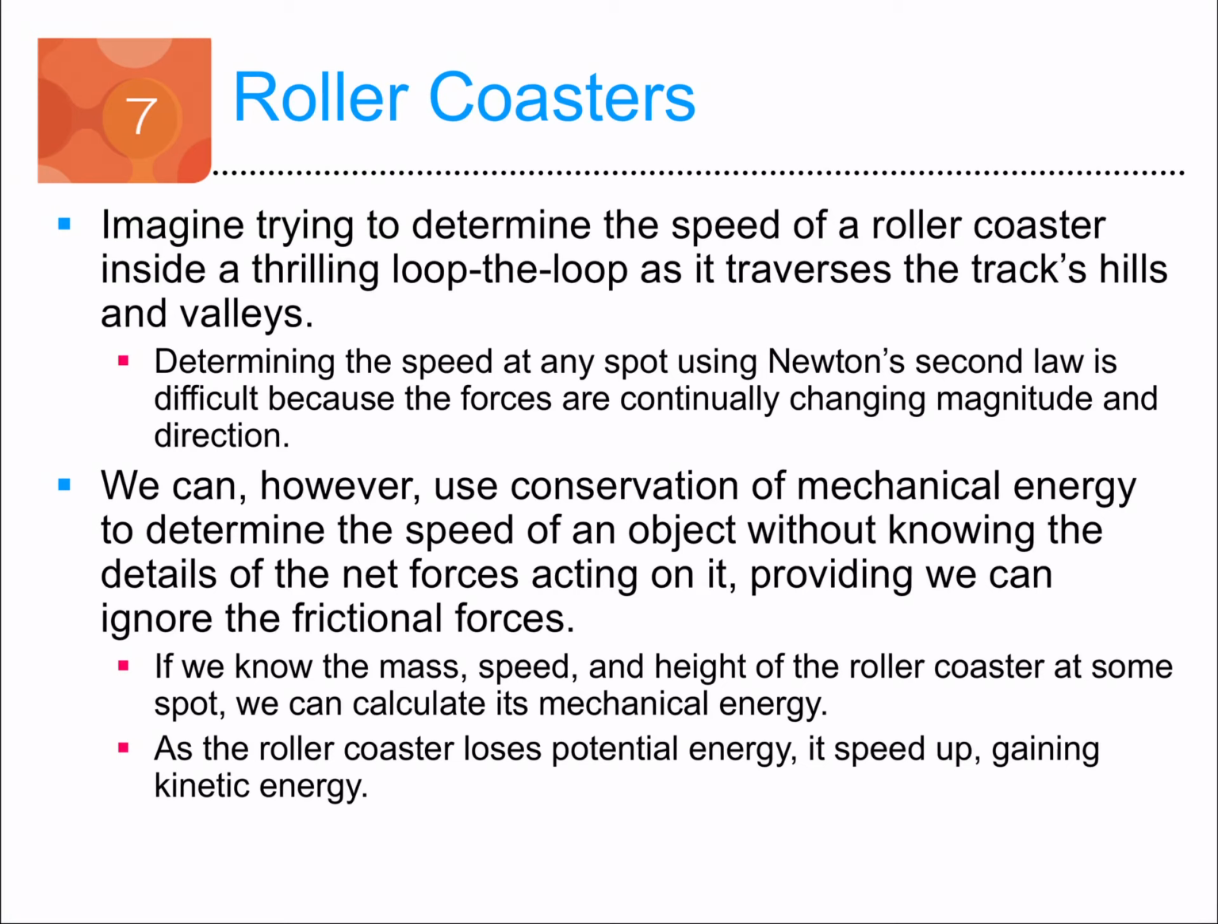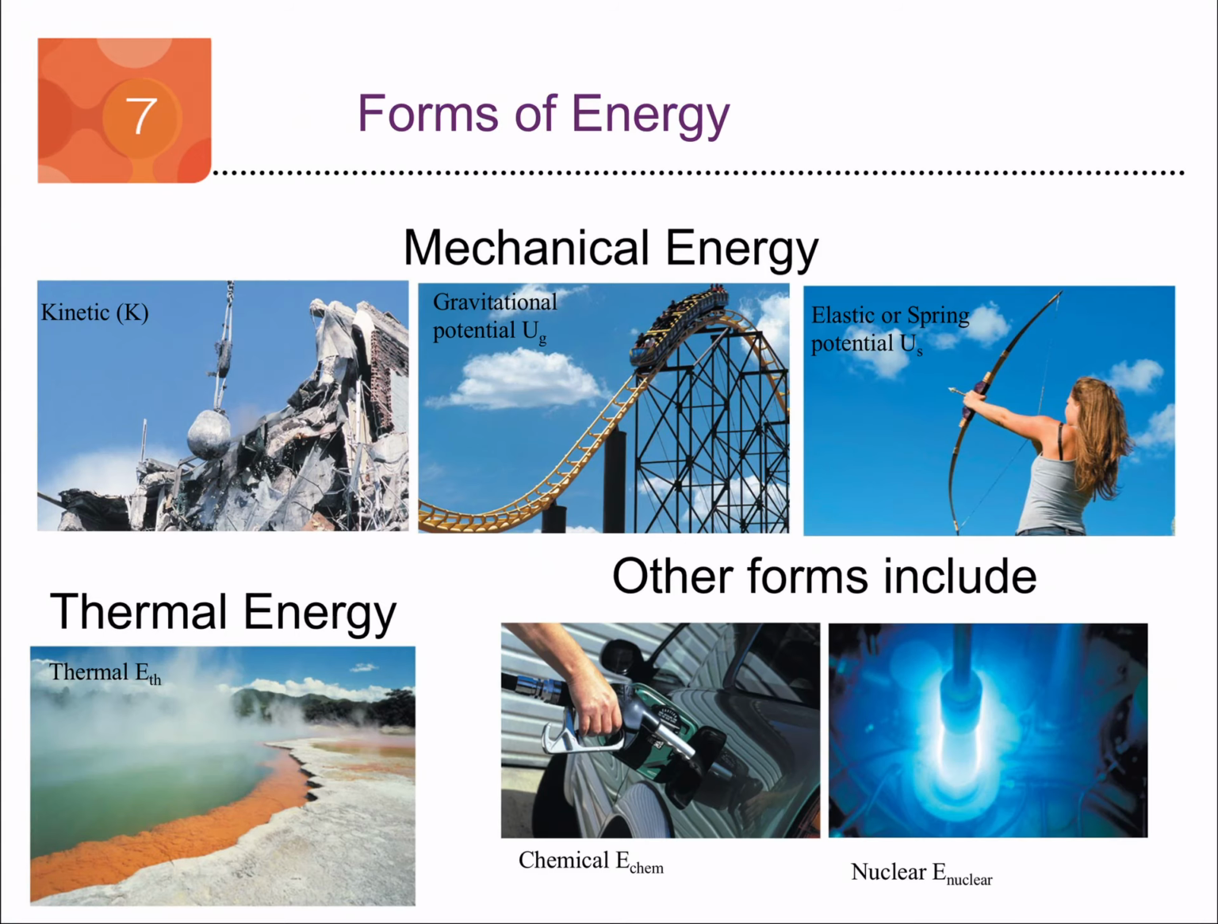By using conservation of mechanical energy, we're able to calculate the mechanical energy if we know the mass, the speed, and the height of the roller coaster at a certain spot. As the roller coaster loses potential energy, it speeds up and gains kinetic energy. Once again, we have one form of energy transforming into another, which is what conservation is all about. This slide shows some different types of energy.